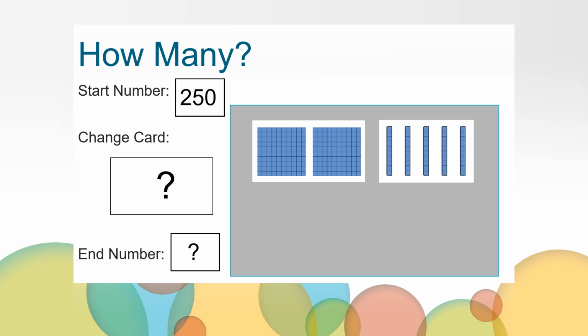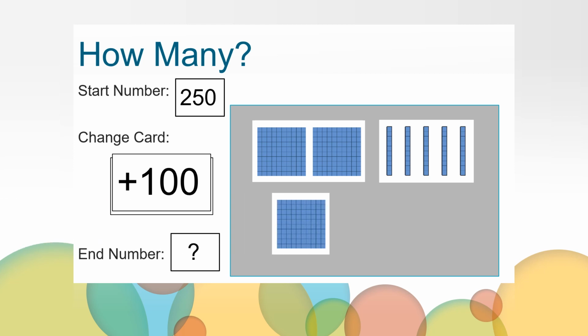But now we're going to change it. Let's see how much. It says to add 100. Can you make a prediction about what our new number will be? Go ahead and draw another 100 flat on your paper. What's your new number? Here's our next 100s flat, and if you said 350, you are correct.